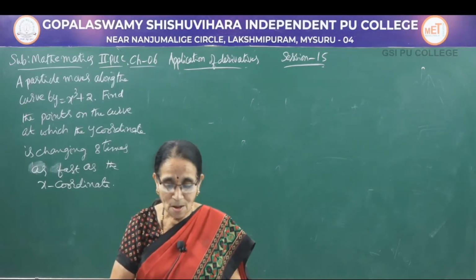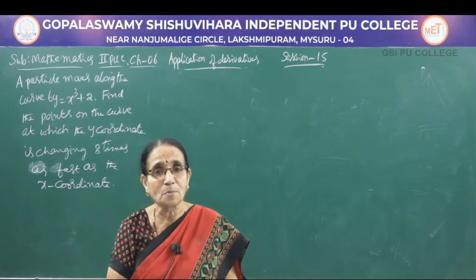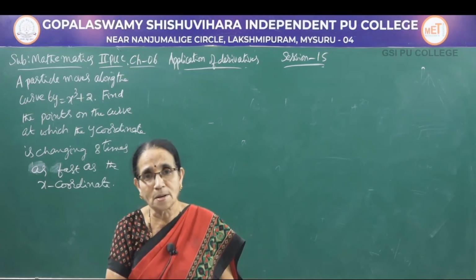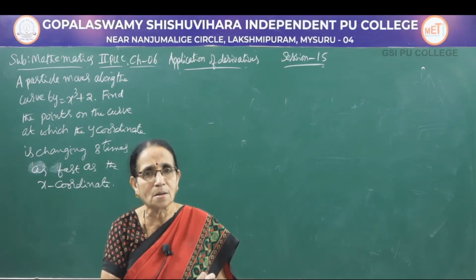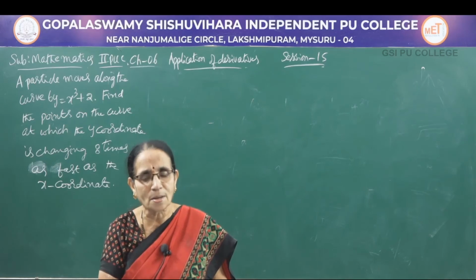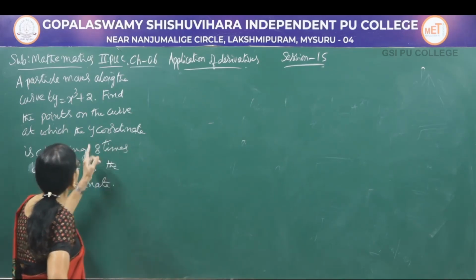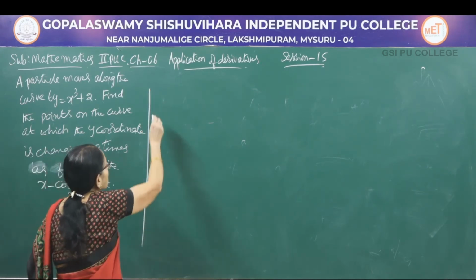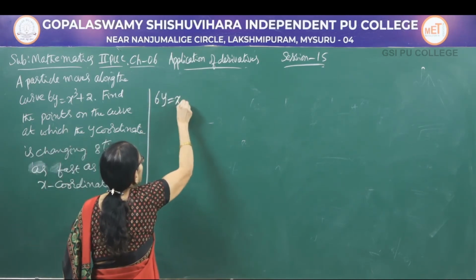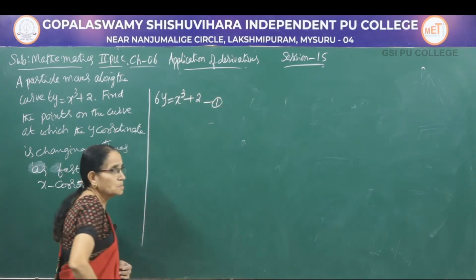Dear students, I told you that each problem is a little bit different from the other problems. So look at the data and look at what has to be calculated. Read the problem correctly, then always first analyze and write the data. Then you write what has to be calculated. See, look at this problem. A particle moves along the curve 6y is equal to x cube plus 2. So, 6y equal to x cube plus 2. Now, you take this as 1.